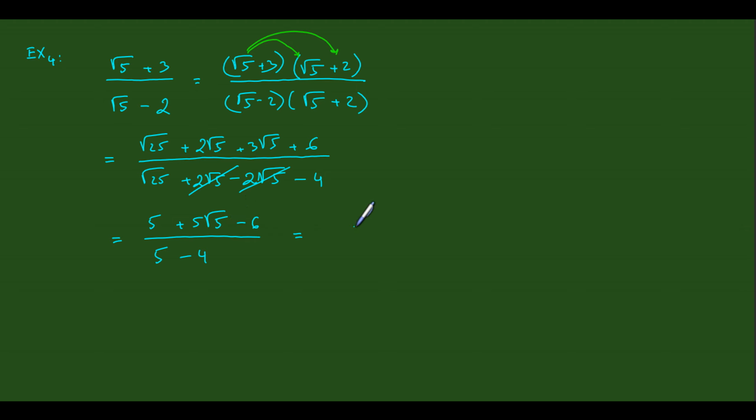So on the top you have negative 1 plus 5 square root of 5. At the bottom I have 1. Then the final answer I will have is 5 square root of 5 minus 1. And this is your final answer. Just go ahead and box it.